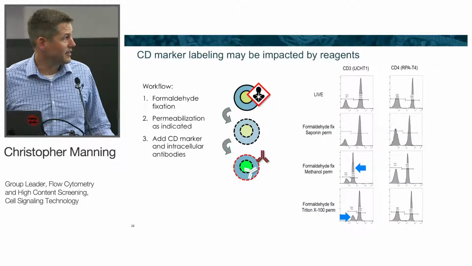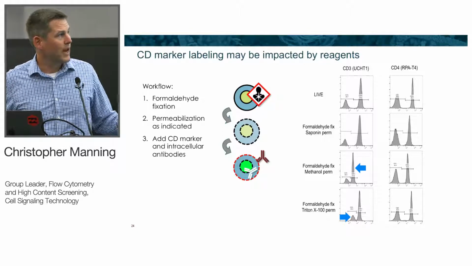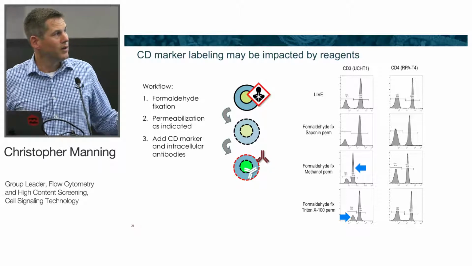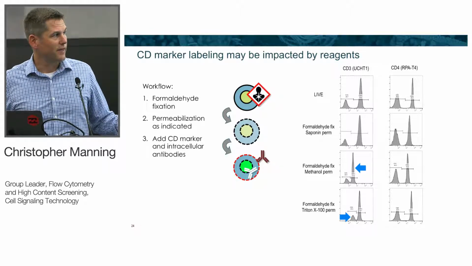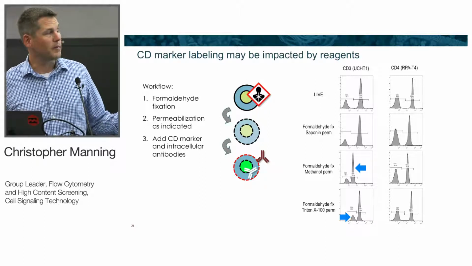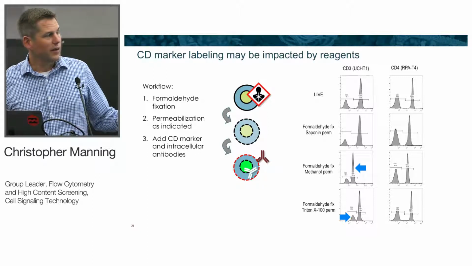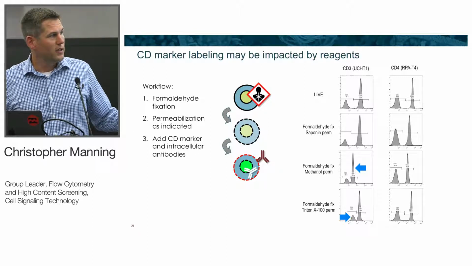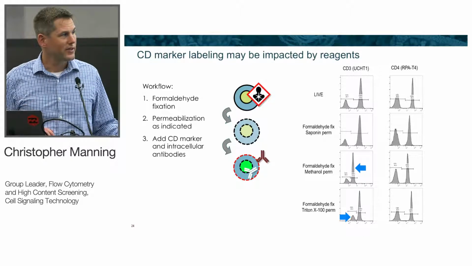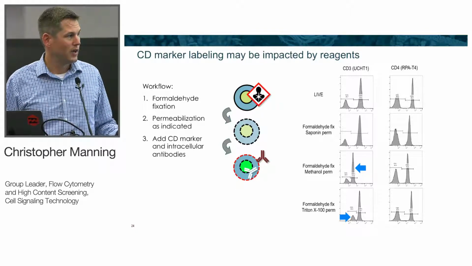So to show you a bit of data to emphasize what I was saying, this is that first option I was showing, adding everything at the end. And I'm showing two different clones here, one for CD3, one for CD4. How they separate on live cells, then if you formaldehyde fix, permeabilize with saponin, and then you're adding the CD markers afterwards. But then here you can see now if you permeabilize with methanol first, your CD3 signal has now dropped quite a bit. We can still tell the two populations apart, but there's less differentiation between them.